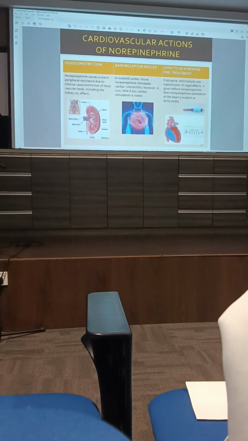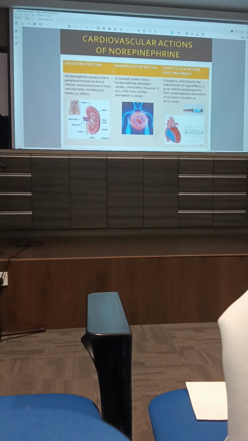There was one question on giving norepinephrine with atropine treatment. You can find the answer briefly here. Atropine normally blocks the transmission of vagal effects, and it is normally given before norepinephrine, then norepinephrine stimulation of the heart. So that is the way we prescribe it, just to let the drugs that come later have a maximum effect.